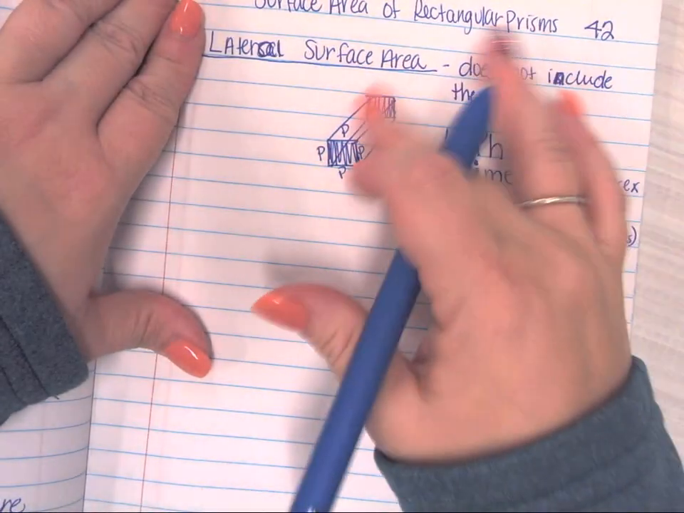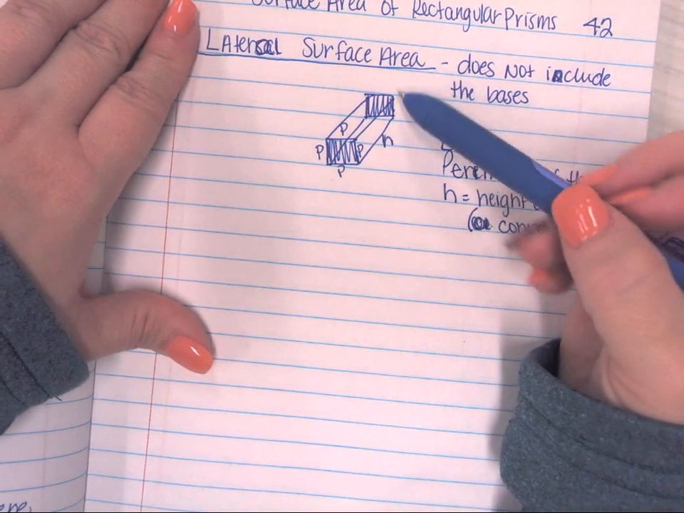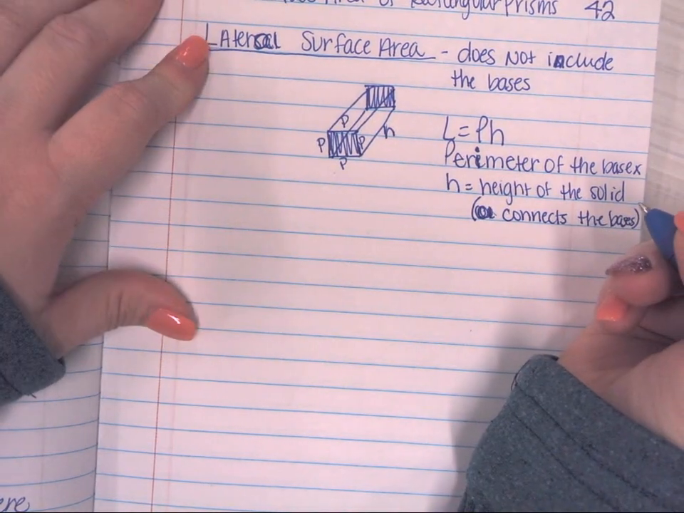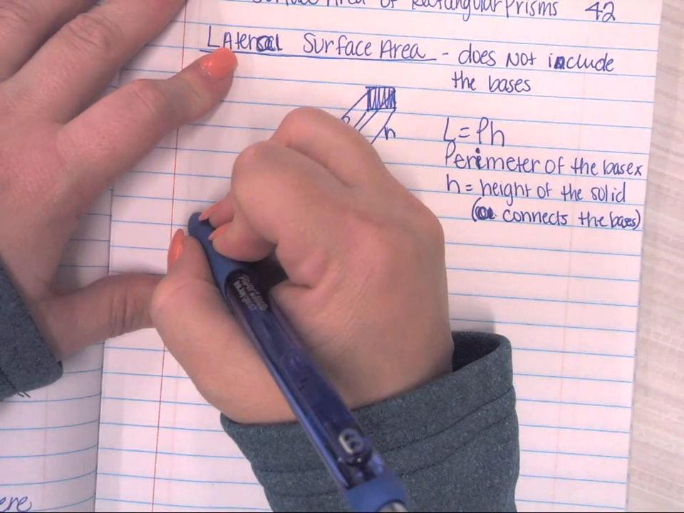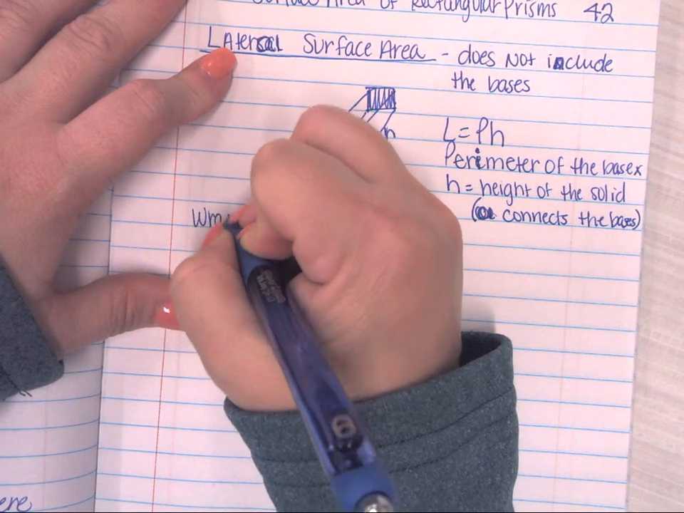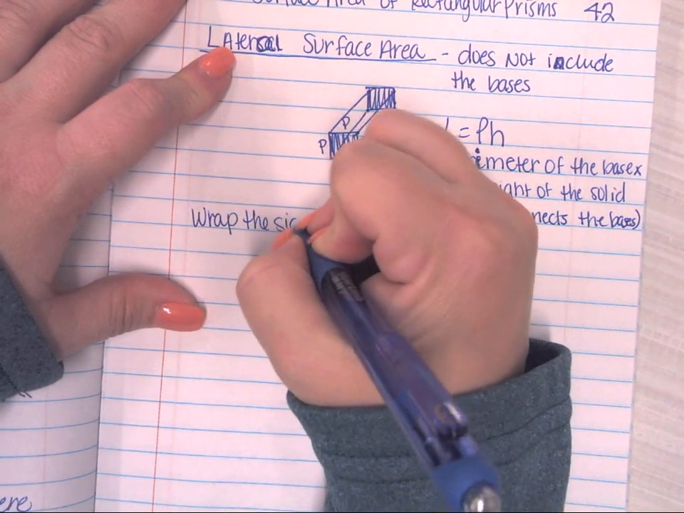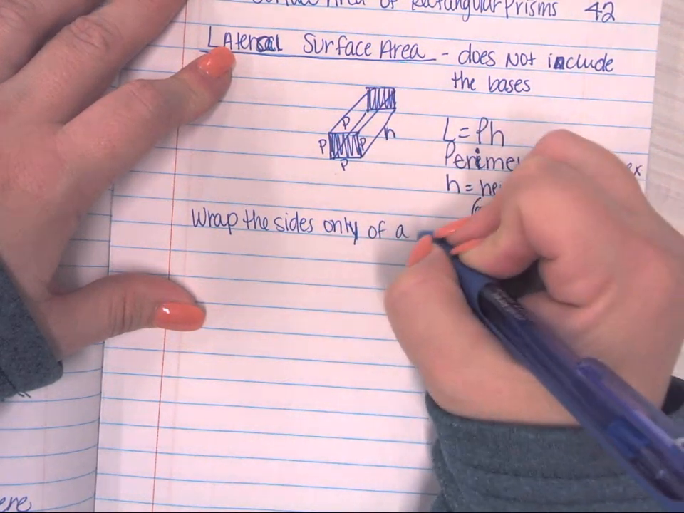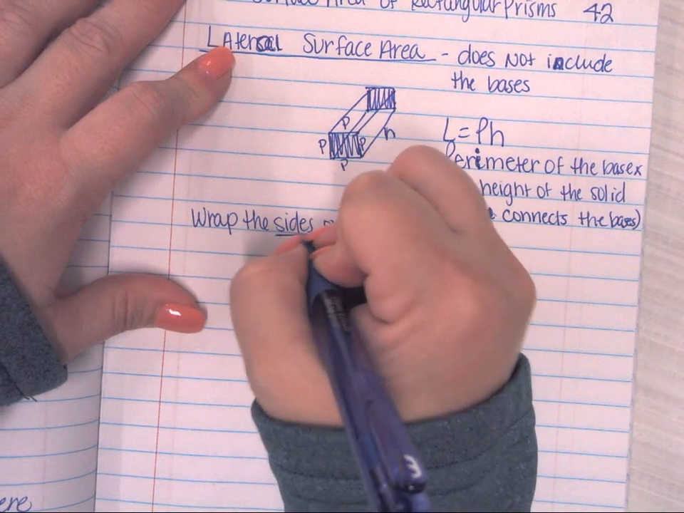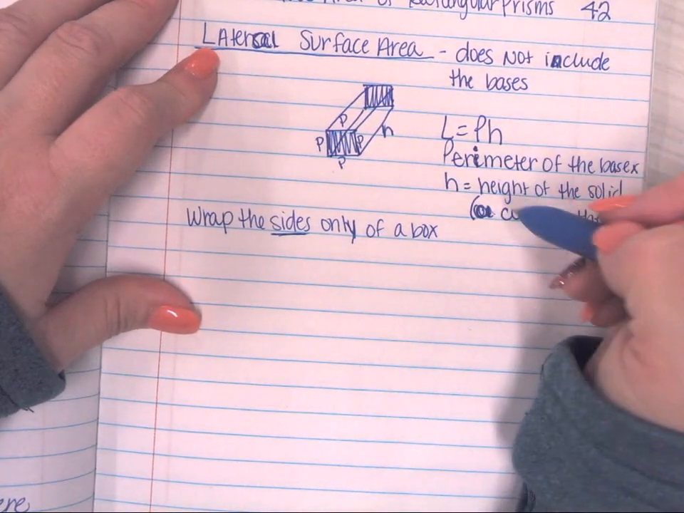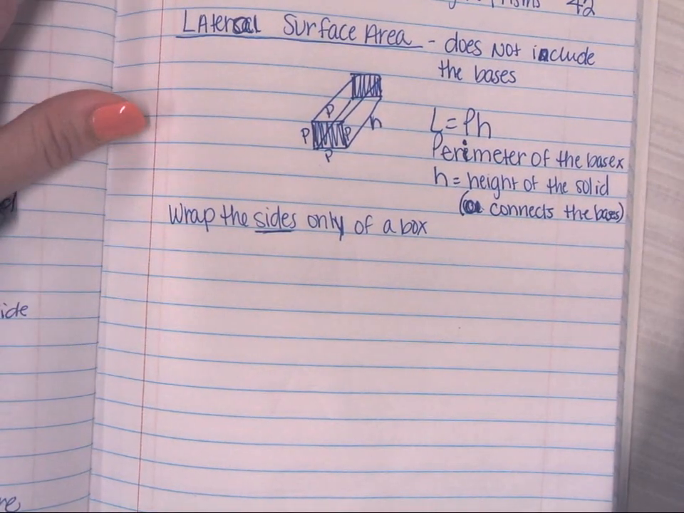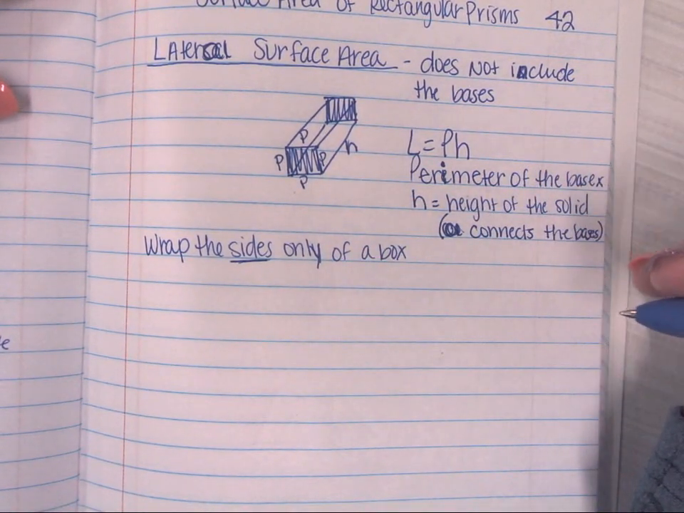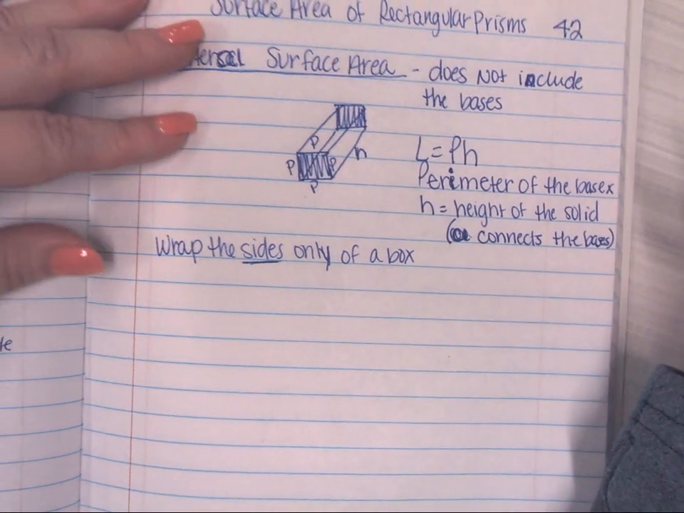So when I think of lateral surface area, I'm going to give you some examples of when you might find it. They might say if you are going to wrap the sides only of a box. When they say sides only, they're talking about the lateral surface area. Most of the time they'll ask you for total, but sometimes they might ask you for a lateral, so you need to know this formula.